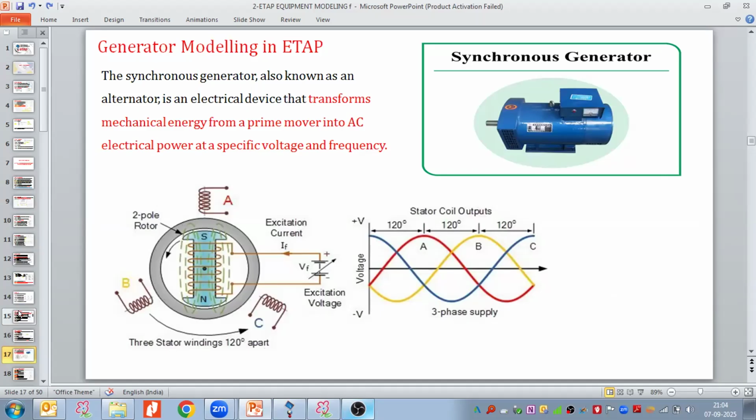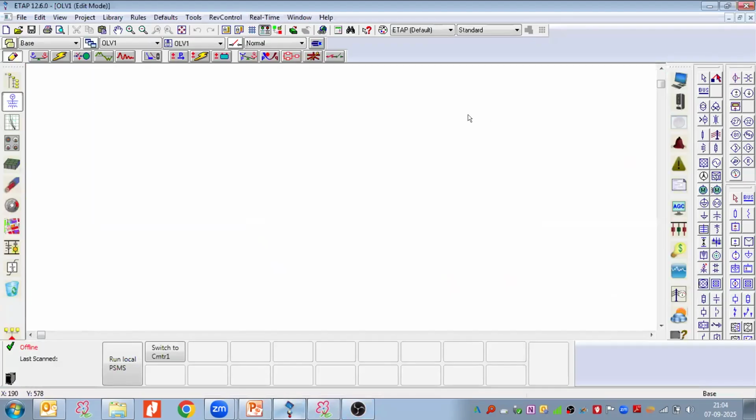load flow analysis or short circuit analysis purposes. In ETAP, as we discussed, we have readily available equipment symbols. Here you can see we have the symbol for the generator. Just click on this, it will be selected, and then you can drop it anywhere. Suppose now this generator is going to connect to a bus bar, so here we drag and drop the bus bar.